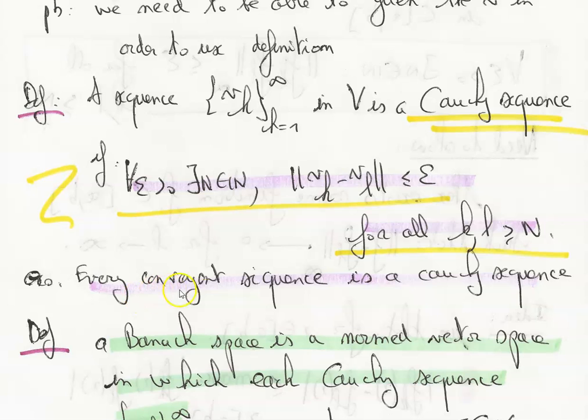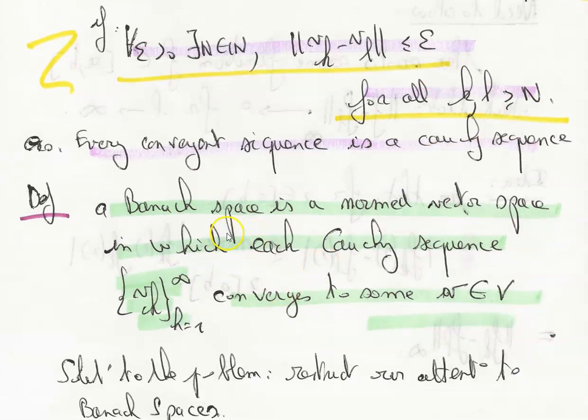So what does it mean that every convergent sequence is a Cauchy sequence? It means that if you want to determine the limit of a sequence, you can first demonstrate that the sequence is a Cauchy sequence. And by the fact that every convergent sequence is a Cauchy sequence, you will definitely show that your sequence is a convergent one. So, definition: a Banach space is a normed vector space in which each Cauchy sequence v_k for k from 1 to infinity converges to some v that belongs to the vector space.